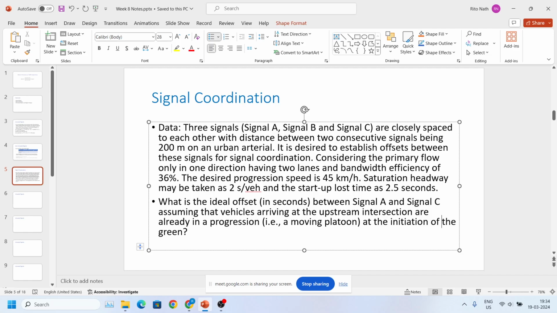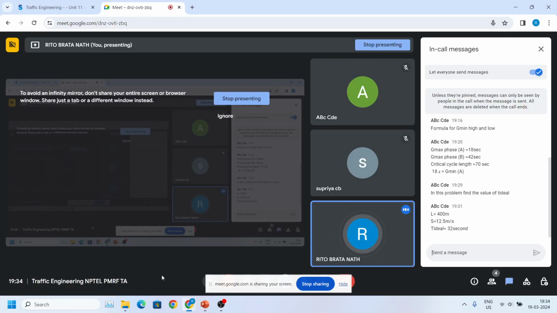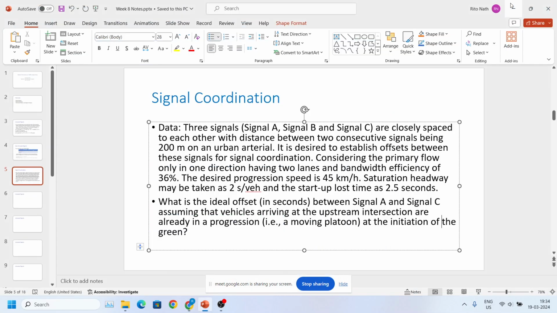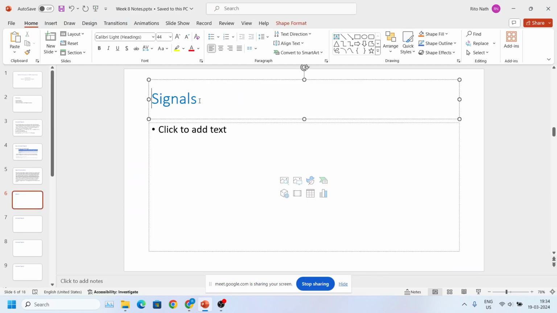I think a similar problem was also there in the class, where there are multiple signalized intersections spaced at different distances, and desired platoon speed, cycle length, effective green and everything was given. And you have to first find out that T ideal, which is L divided by S. So that's very simple for the first problem. Let me see if anyone got the answer. It's 32 seconds, is it? Okay, let's see. So this is on signal coordination.